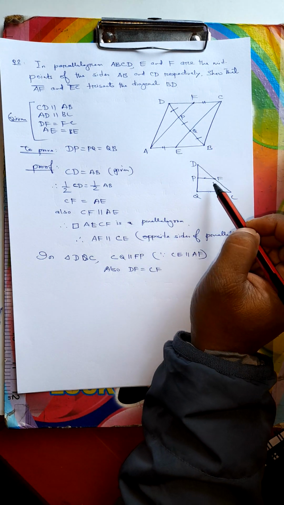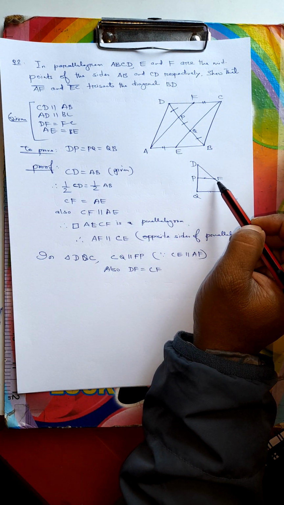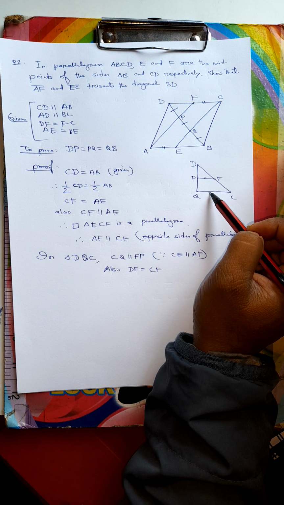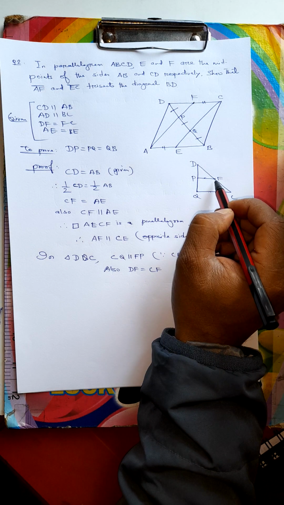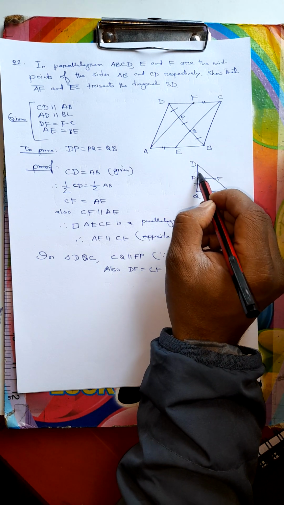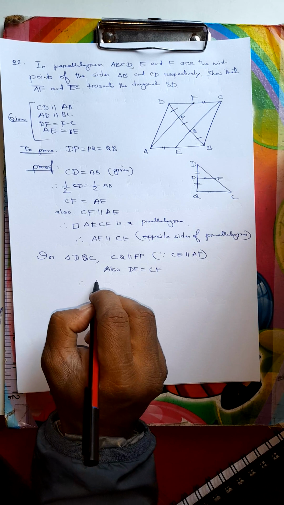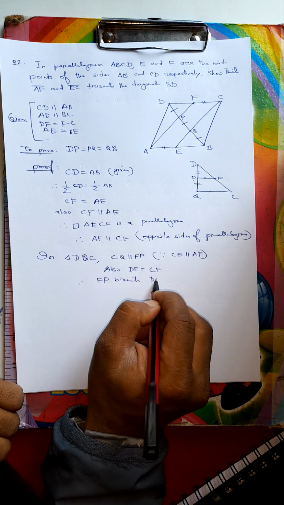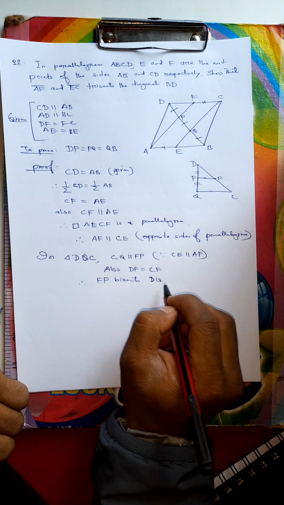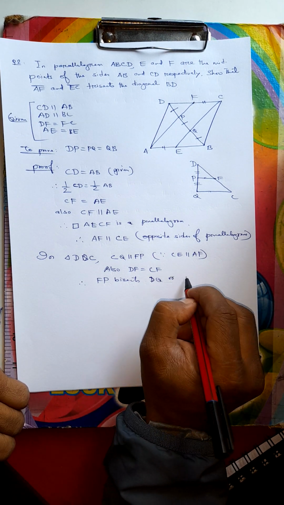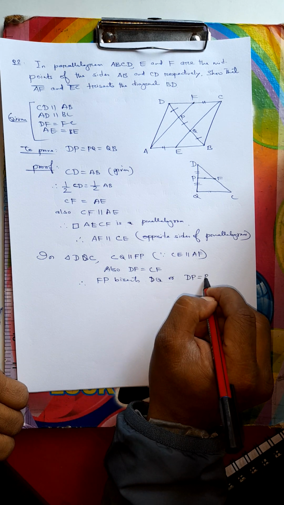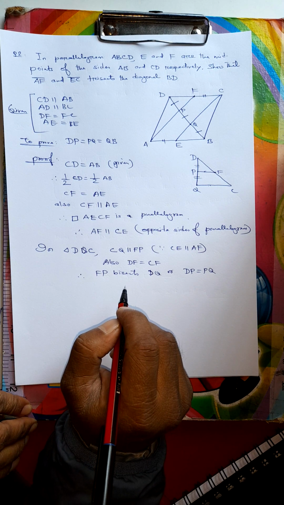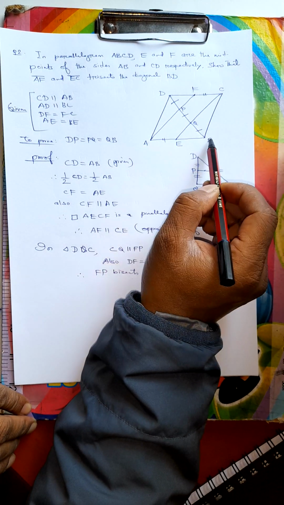Now, in a triangle, a line segment drawn through the midpoint of one side of a triangle parallel to another side bisects the third side. Therefore, FP will bisect DQ. FP bisects DQ, or DP is equal to PQ, right? Now let us come to this triangle ABP.